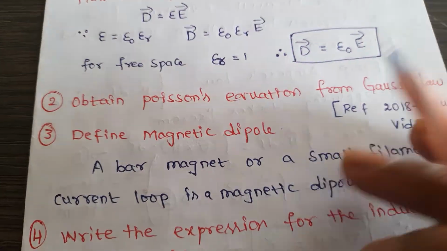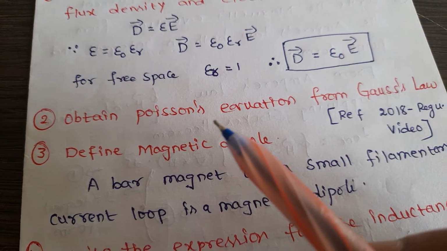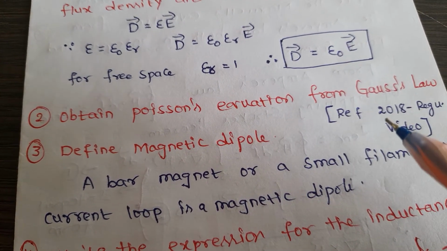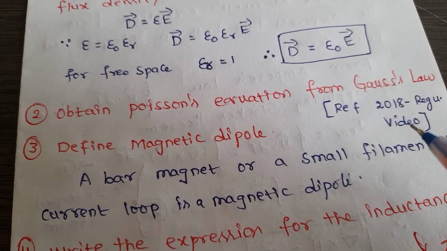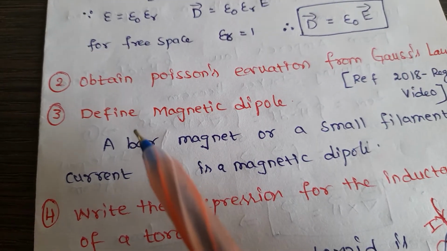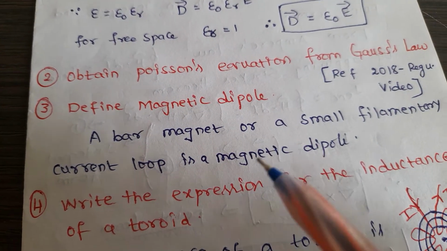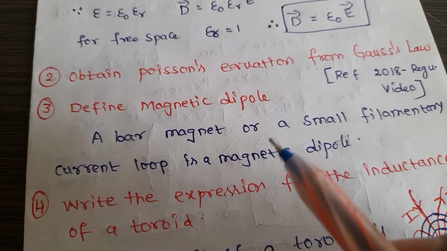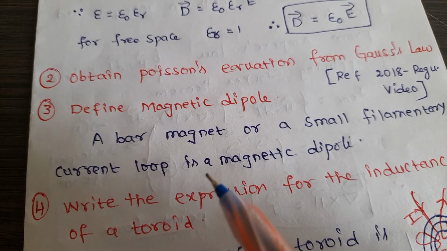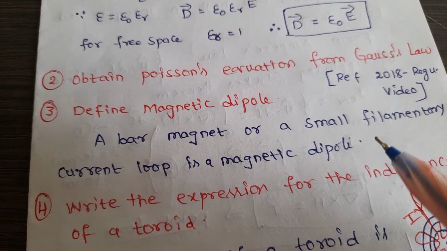Now coming back to the second question, obtain Poisson's equation from Gauss's law. Refer to the 2018 regular video for that. Now coming back to the third question, define magnetic dipole. A bar magnet or a small filamentary current loop is nothing but a magnetic dipole.